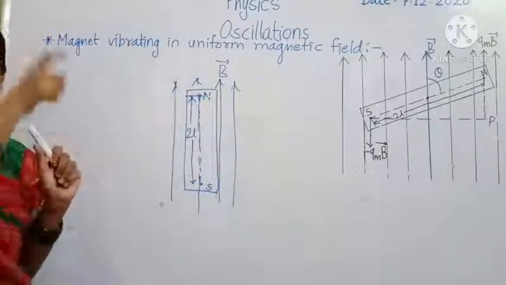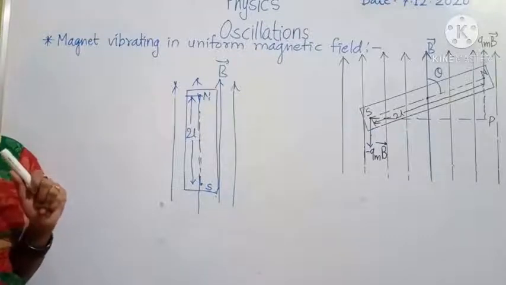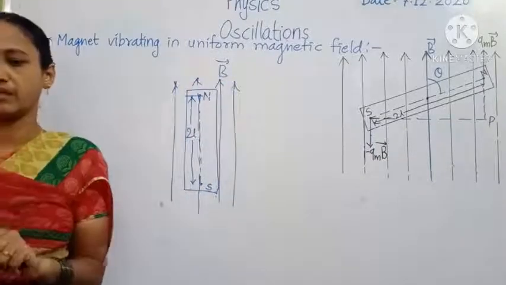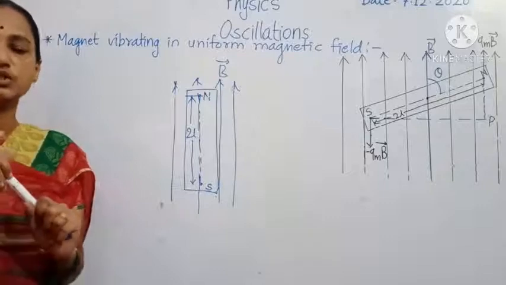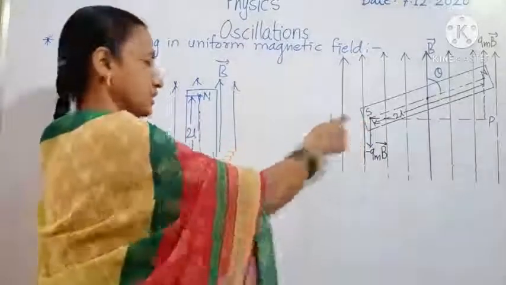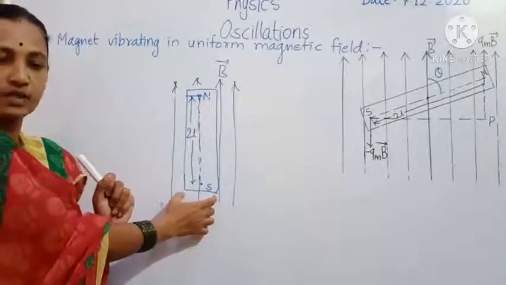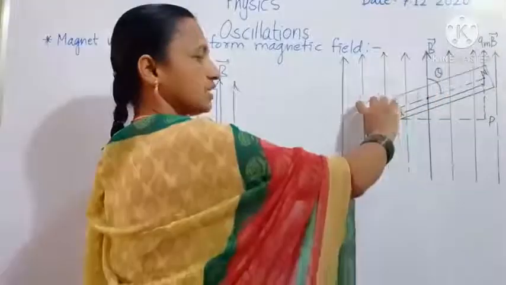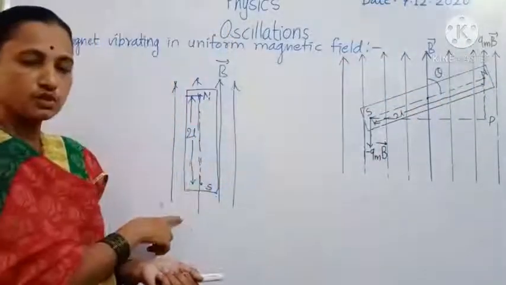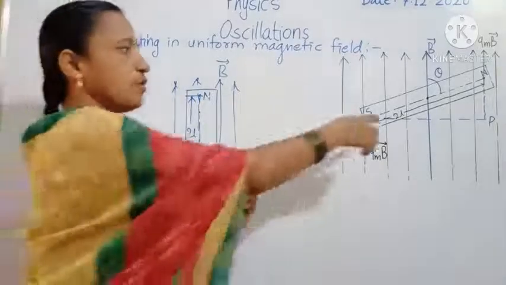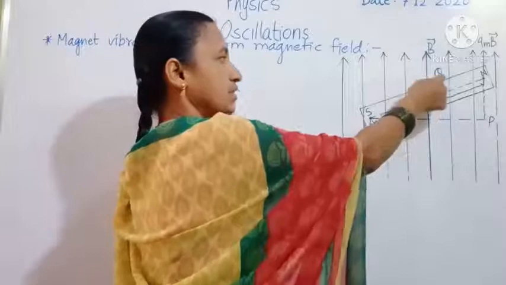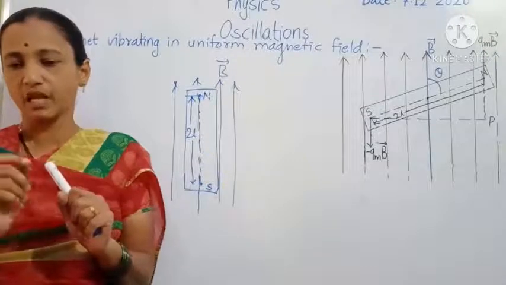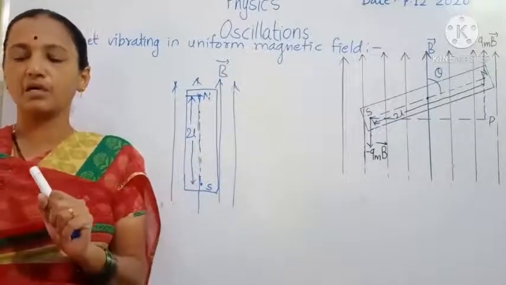Means it remains in equilibrium position, that is mean position, with its axis parallel to that of the magnetic field. If it is given a small angular displacement, here we have to see that this is the equilibrium position of a bar magnet. If we twist this bar magnet through a small angle theta, that is, here we have to displace this bar magnet. This is the mean position or equilibrium position of a bar magnet. If we displace this bar magnet, then it makes some displacement, that is the angular displacement theta, about an axis passing through its center and perpendicular to itself.